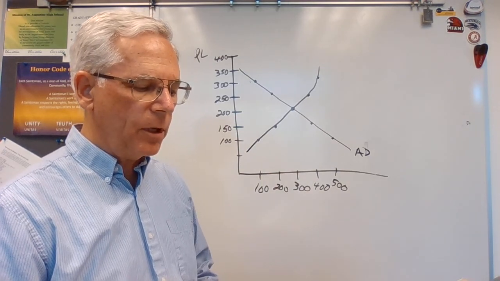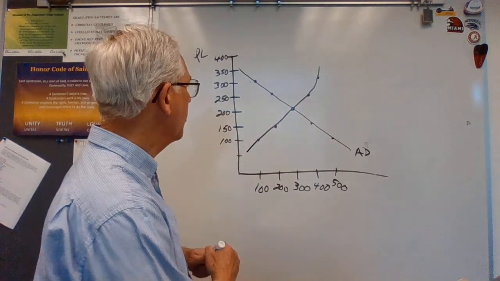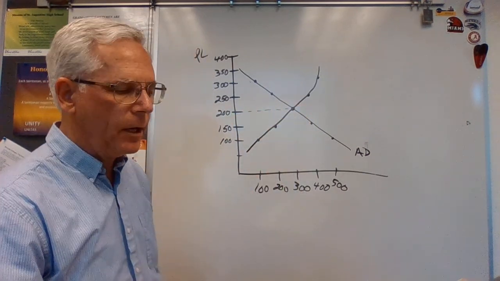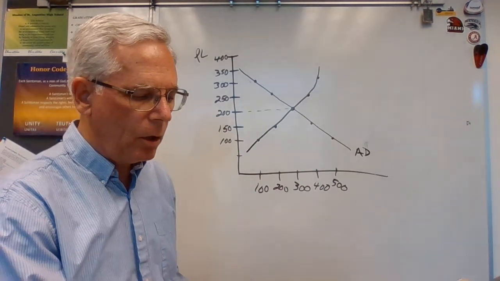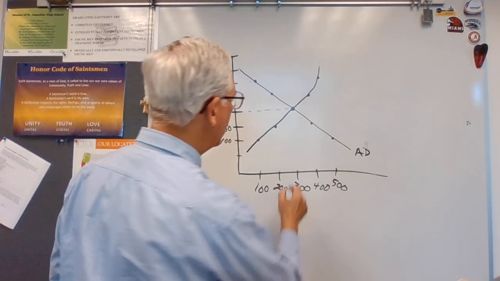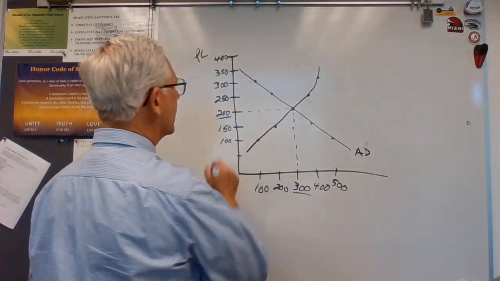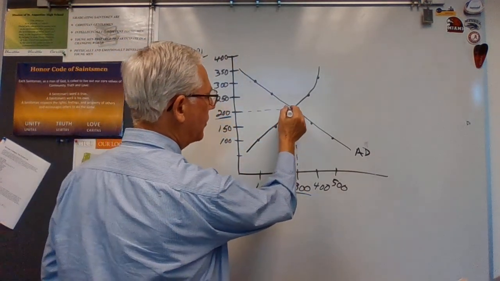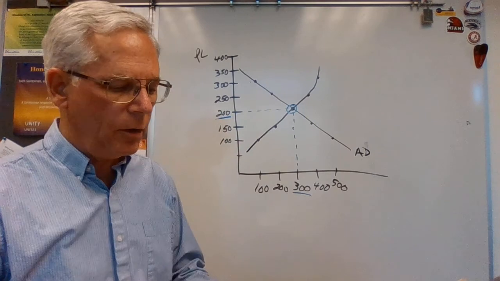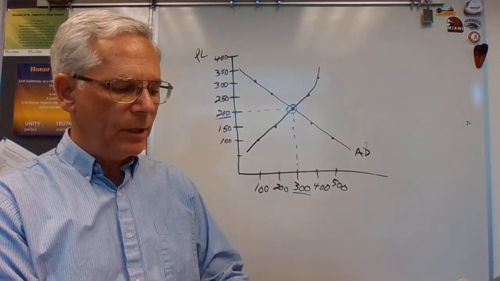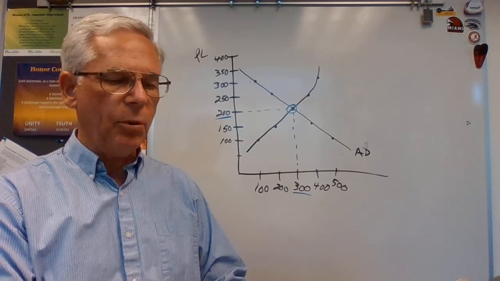What is the equilibrium price level? And of course, it's 200. Okay, and what is the equilibrium level of real output? And 300. Okay, so that was an easy start to this whole thing. Okay, is the equilibrium real output necessarily the full employment real output?